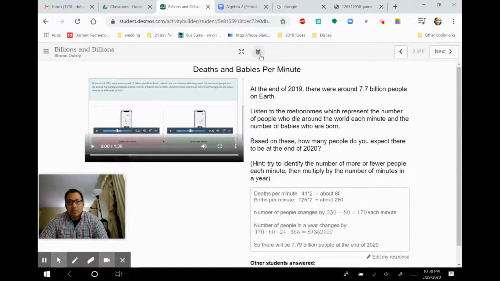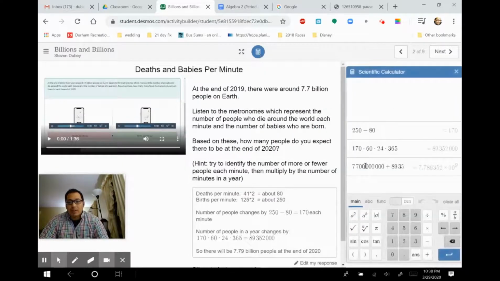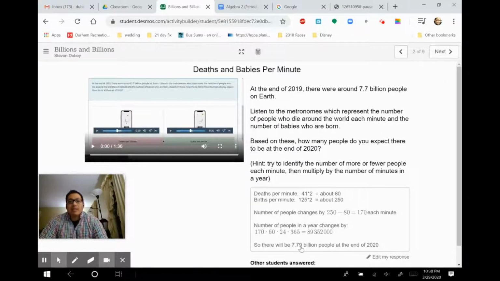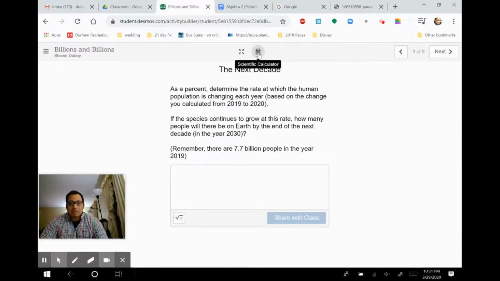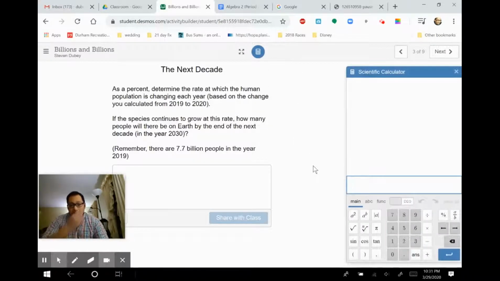Let's see. And again, we can go back to the calculator if we want. Our answers are still in here. We said that it was about 7.79 billion after we added this 89 million people in 1 year. So 7.79 billion, and remember, there were 7.7 billion the previous year. So what is that as a percentage? I'm going to pause the video. Why don't you go ahead and see what you can figure out.